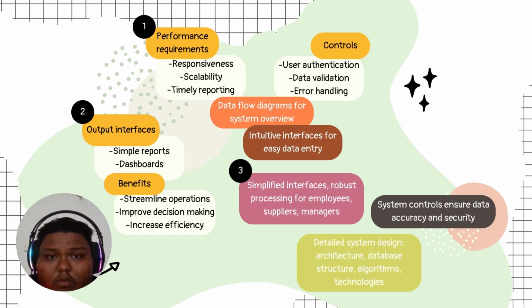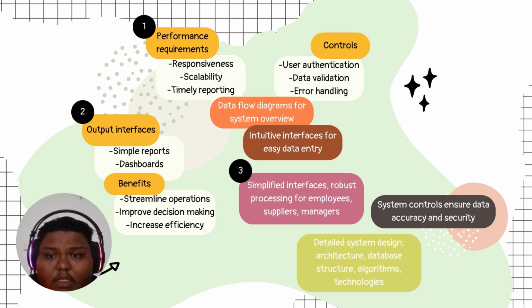As a control: user authentication, data validation and error handling. Data flow diagram for system overview is important to make sure the design of the interface is successful. Intuitive interface for easy data entry. So this is to make sure the interface is user friendly.